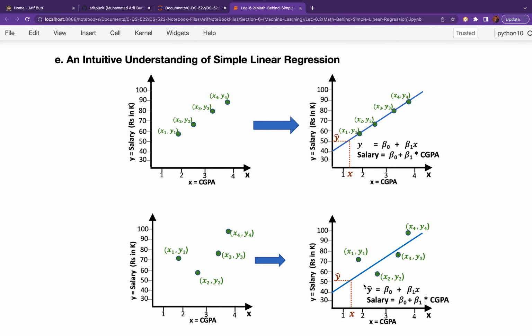So if we can somehow find the value of beta naught and beta 1 by understanding the relationship between these x's and y's, I can easily draw this best fit line by substituting the values of the x's and y's. So this is what simple linear regression is. I hope this makes sense.